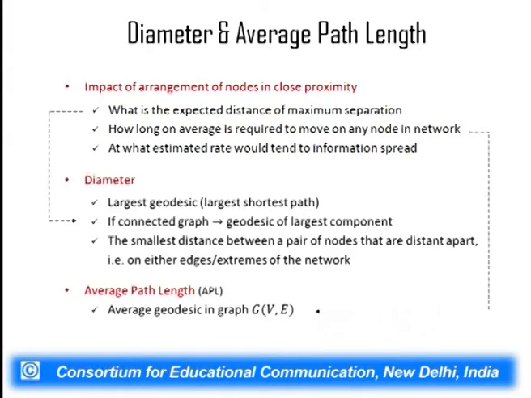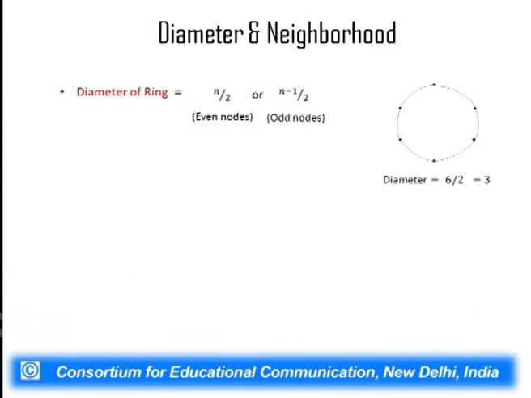Okay. The second question can be answered by average path length. Average path length would be simply the average geodesic. And the third question can be answered by diffusion. Okay, it will come later in the discussion. So let's see what diameter and APL are.